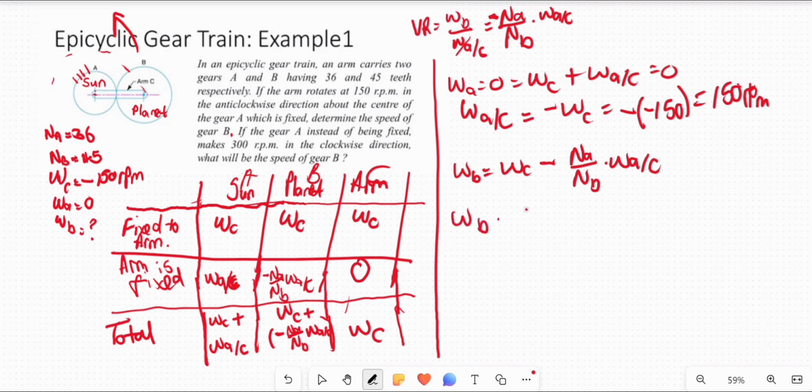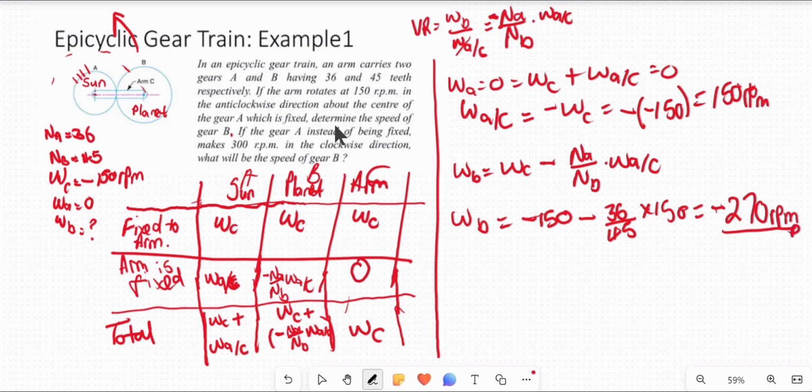So omega B, what is your omega C, by the way? It was negative 150, counterclockwise, minus NA 36 over NB 45 times omega A with respect to C, which is positive 150. This is a multiplication sign. Equals, where's my calculator? Let me go look for my calculator and I will be back. Yes, I found my calculator and this is negative 270 revs per minute. There you got it.